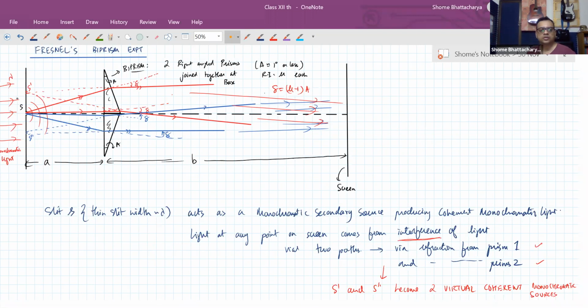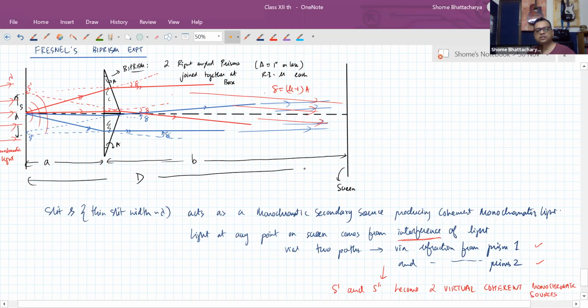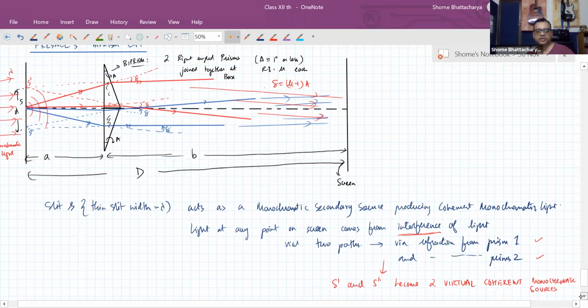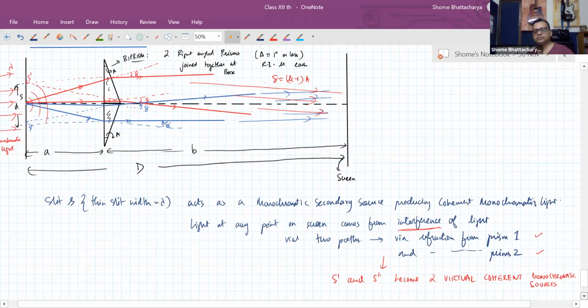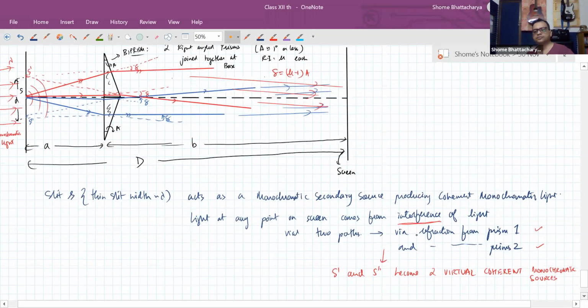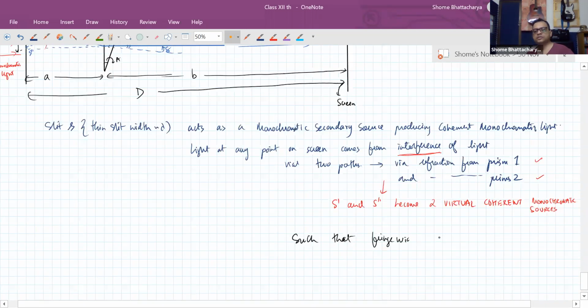Now, if you take the distance between S prime and S double prime as small d, and if you take this as capital D, the fringe width on the screen will come from that same formula, d lambda by d, such that the fringe width is this, where D is equal to a plus b, and small d we have to see how to calculate. So we'll discuss that next.